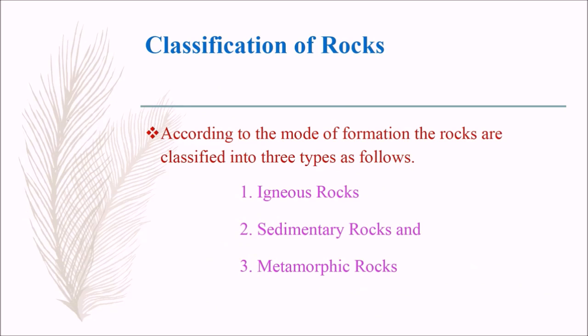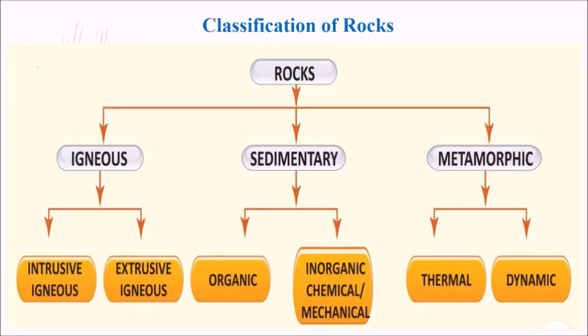According to the mode of formation, the rocks are classified into three types as follows: igneous rocks, sedimentary rocks and metamorphic rocks. Classification of rocks. Rocks are classified into three types like igneous rocks, sedimentary rocks and metamorphic rocks.